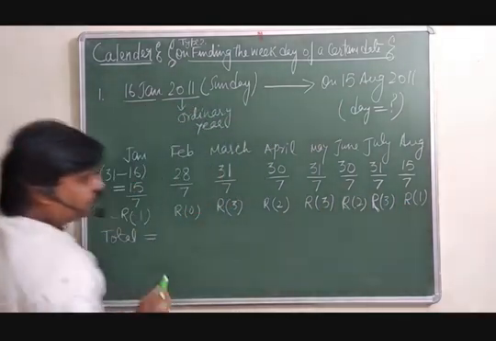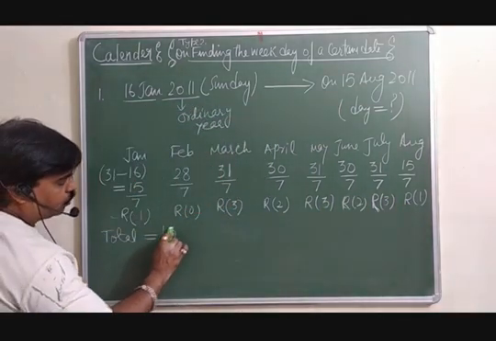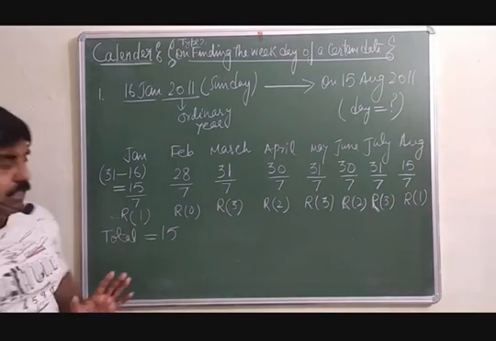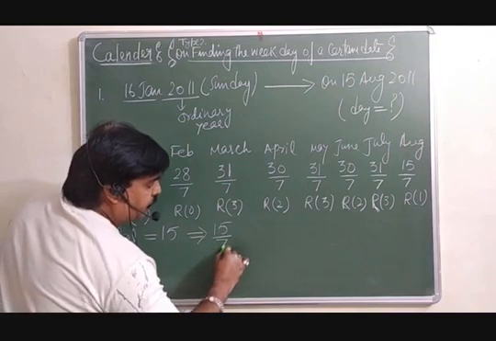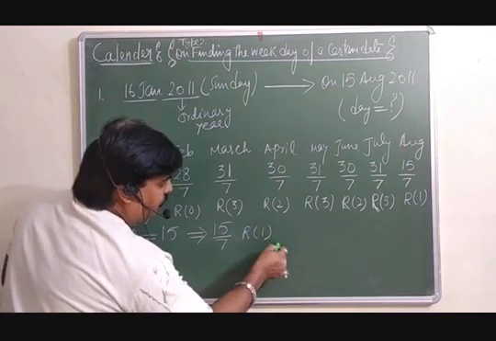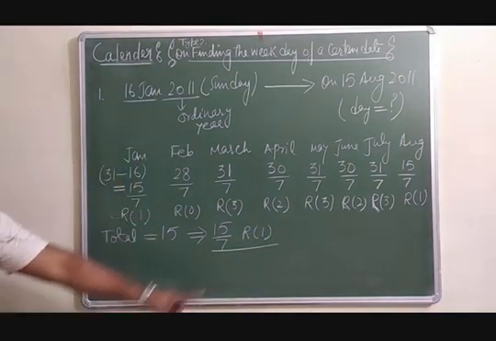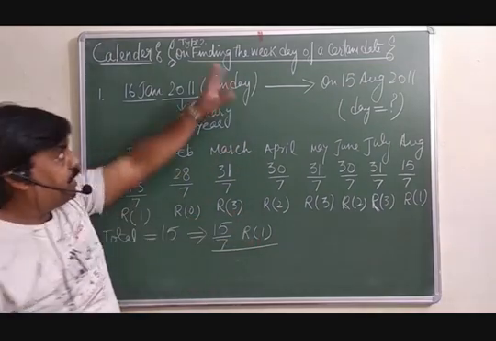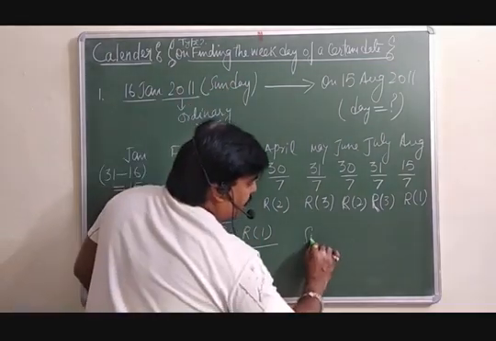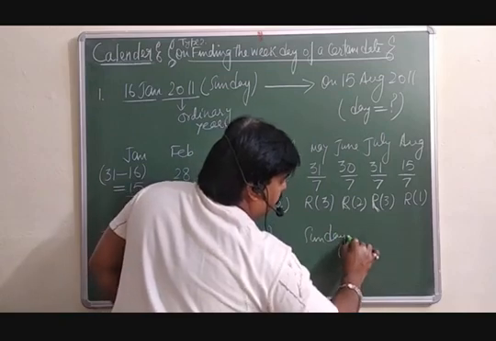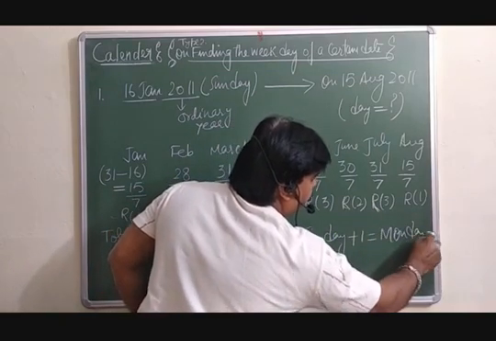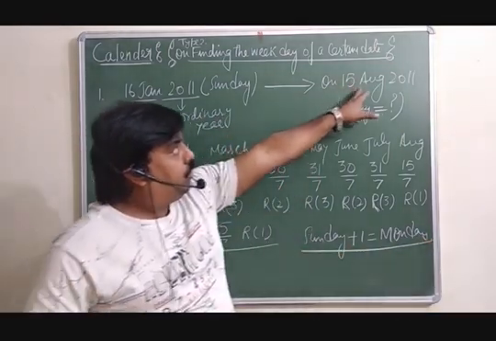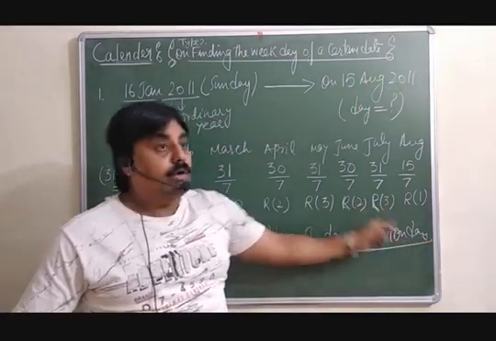11 and this 4. That is 15. So the total remainder is 15. Now you are supposed to divide this 15 by 7. Again the remainder will be 1. This remainder 1 you must add to this Sunday. If you add one day to Sunday, what will you get? That is Monday. So it means on this 15th August 2011 it will be Monday.